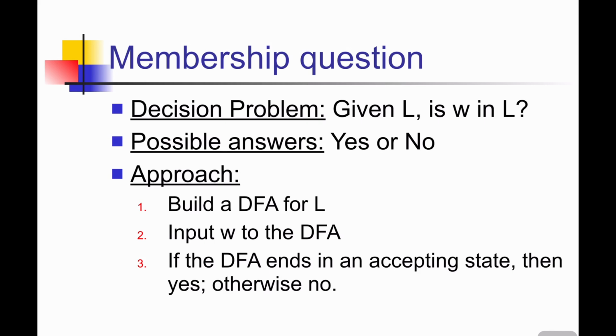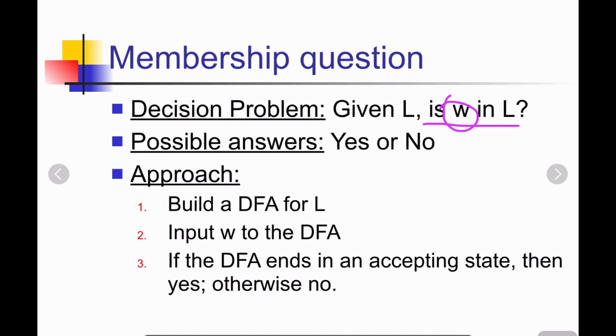Now we'll see what a membership question decision problem is. In a membership question, you have to decide whether the string is accepted or not. In terms of a decision problem, given L, which is a language, is W in L? Whatever string is given, is it in L? The possible answer is yes or no.